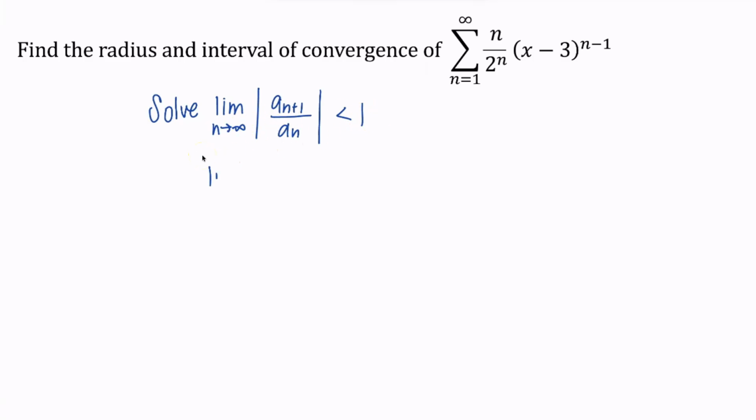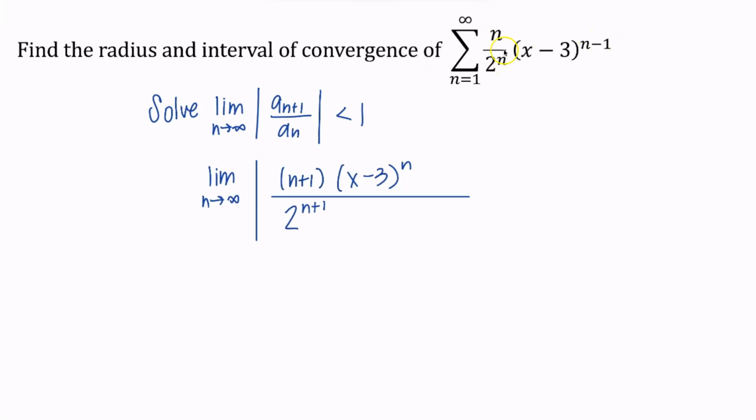We're going to set up the limit as n approaches infinity of the absolute value of a sub n plus 1. So I'm going to replace each n here with n plus 1. Let me put a big fraction bar here. I'm going to replace this n with an n plus 1, and then (x minus 3) to the n minus 1 is all in the numerator. I'm going to replace this n with an n plus 1, so n plus 1 minus 1 is just n. So we're going to have (x minus 3) to the n. And in the denominator, 2 to the n is going to become 2 to the n plus 1.